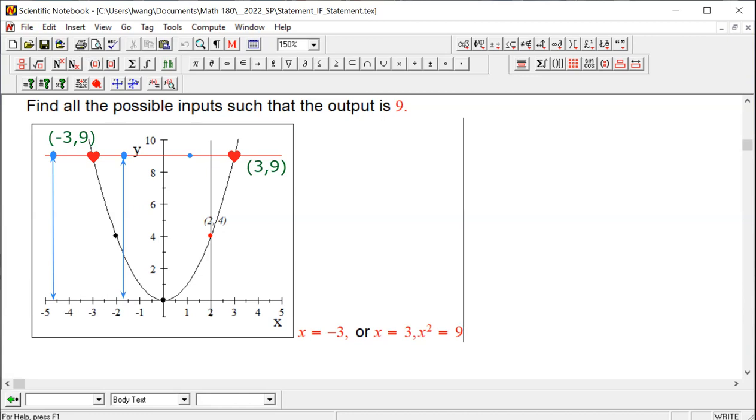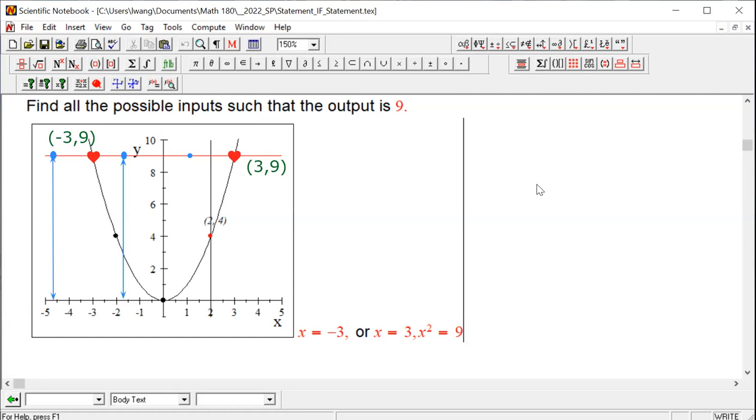So now let's look back at what we have done. If input is given, we draw a vertical line. The crossing with the curve tells us the input and output. When the output is given, we draw a horizontal line, okay? And the crossings tell us where the inputs are such that the output is what is given. I hope that's clear.